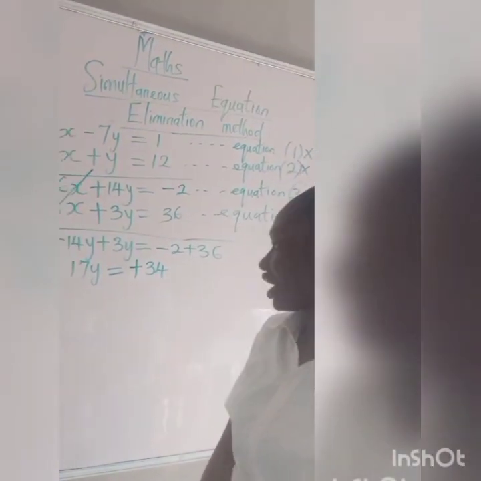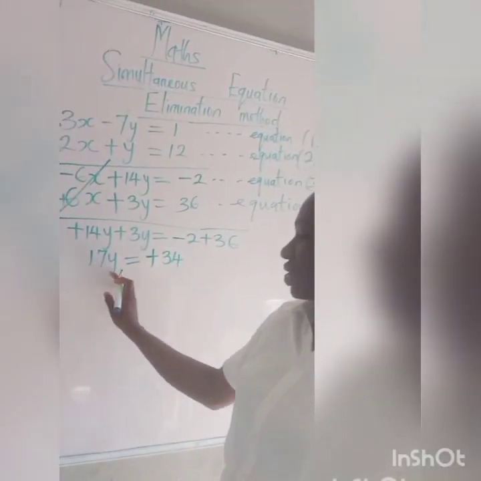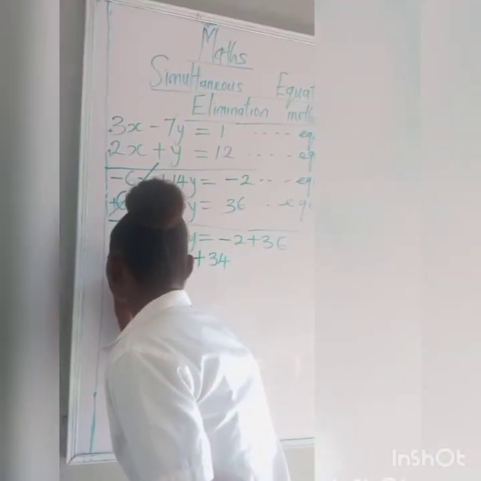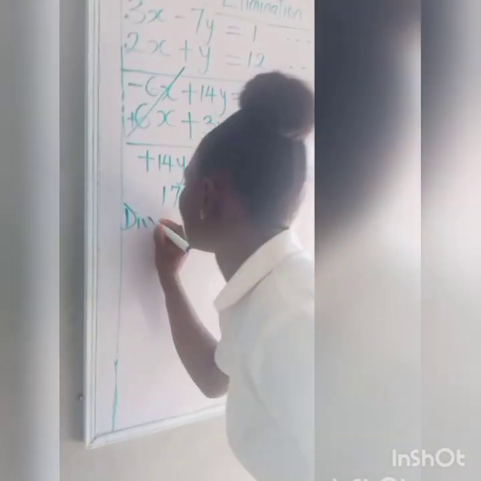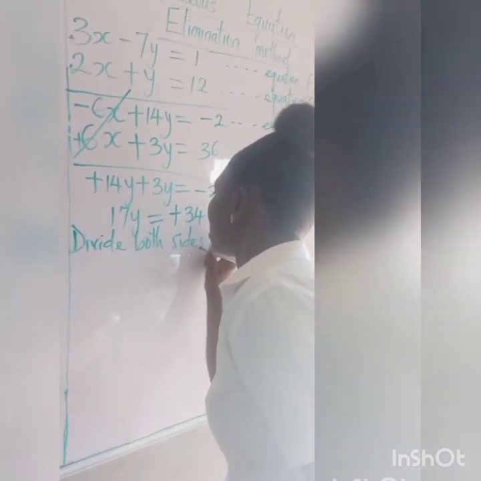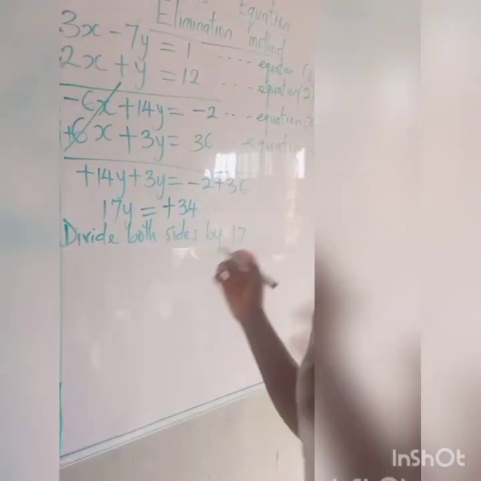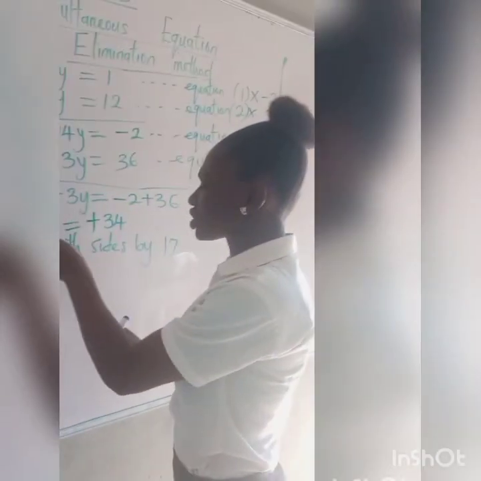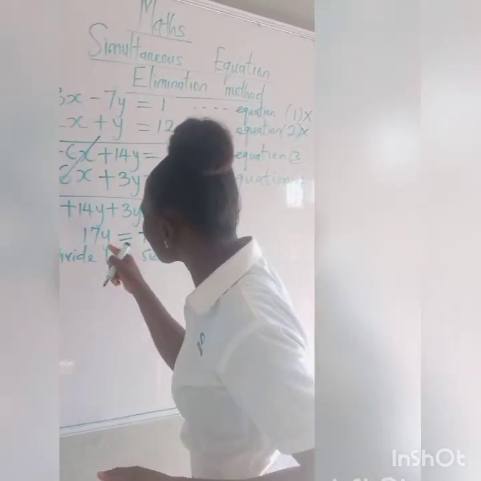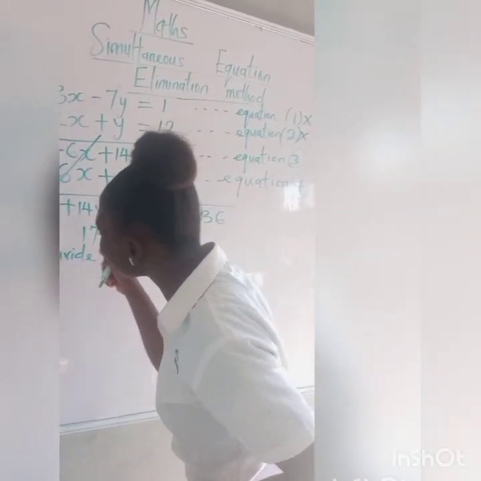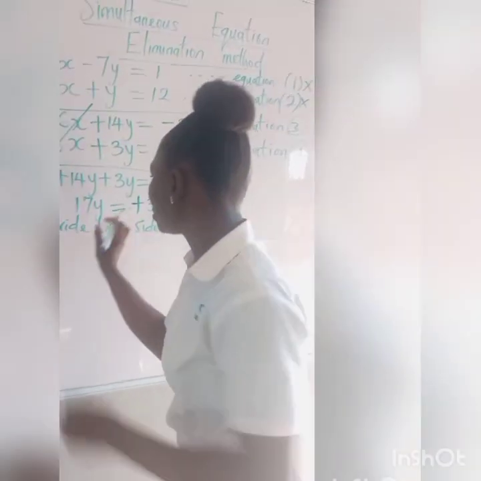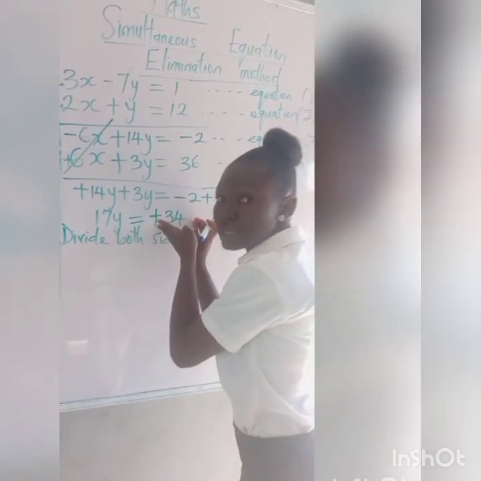Then what should you do here? You know, we have the coefficient of y to be 17 and we are looking for y. Say, divide both sides by 17. Why do we have to divide by 17? Because 17 is the coefficient of y and we are looking for y. For you to get this one, you must make sure this 17 is no longer here, so that this y can stand alone. So meaning you divide this one by 17, divide this one by 17.